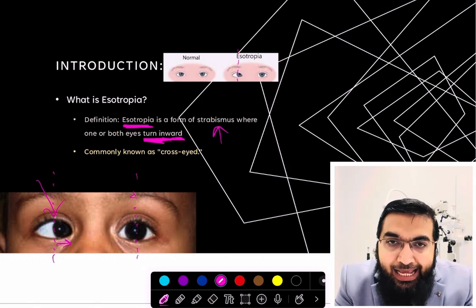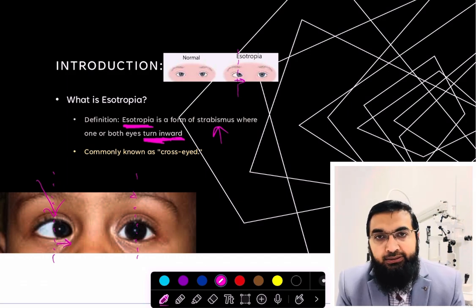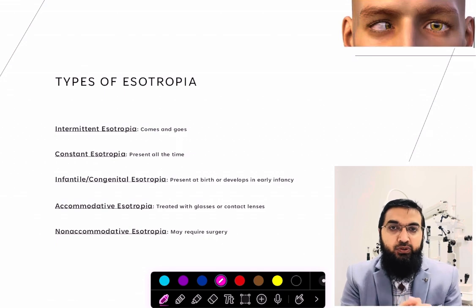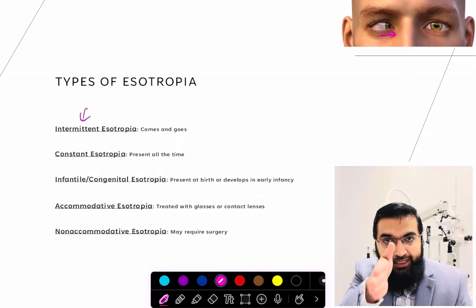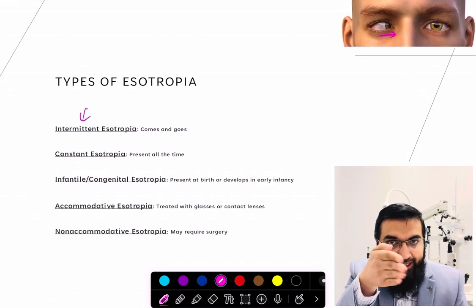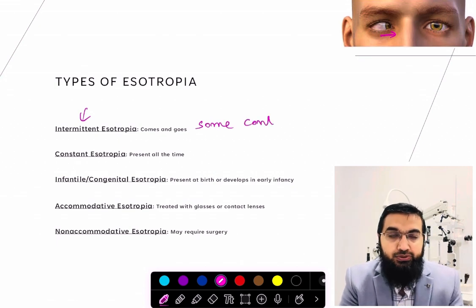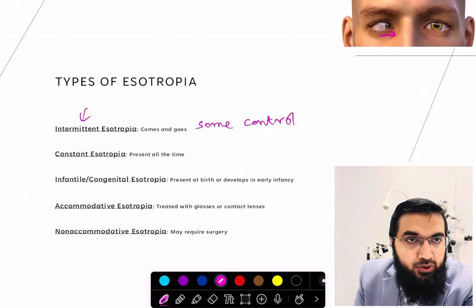And there are types of esotropia in itself. It could be intermittent esotropia, which means it comes and goes. You have some control on that. So there are times when it's straight, and there are times when it's in one eye or in both eyes, depending. So it comes and goes. Okay, and it could be a constant esotropia also.